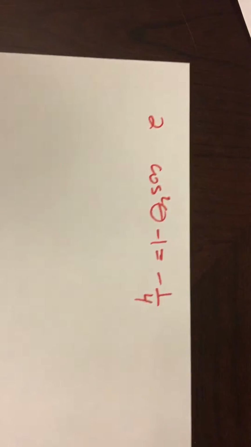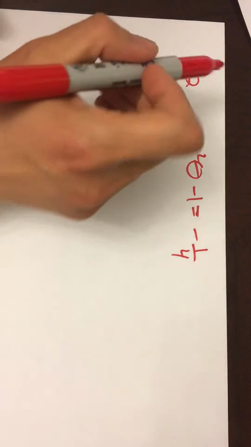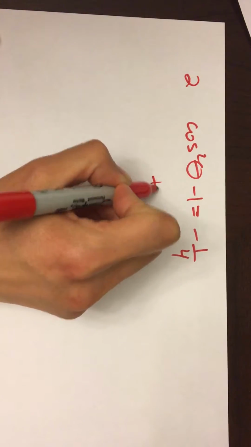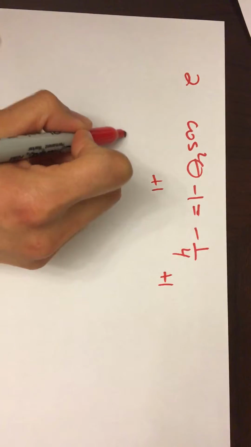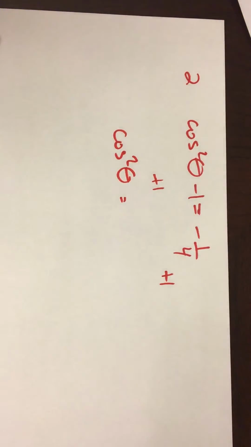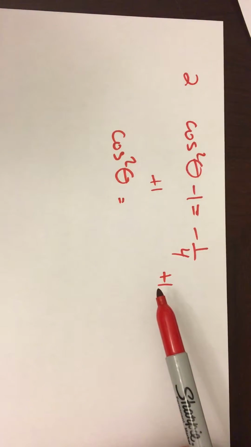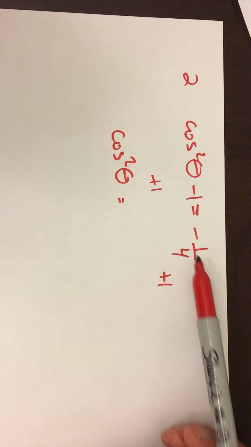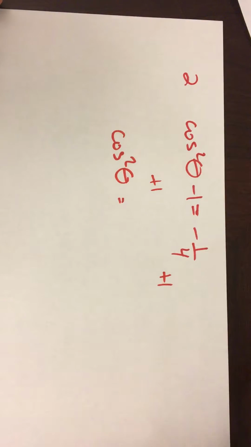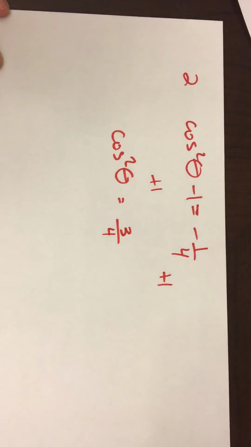All right, for the next equation we're going to use the taking the square root method. So here, first we're going to add 1 to both sides. So that's going to give us cosine squared theta is equal to, we're going to take -1/4 plus 1. Just think, you owe someone a quarter and you have $1 to pay them back. So how much money would you have left? You would have 3/4.